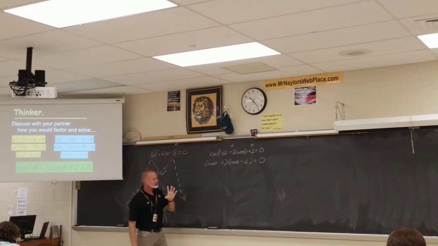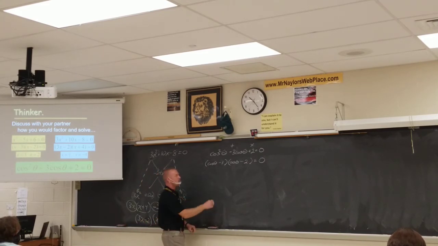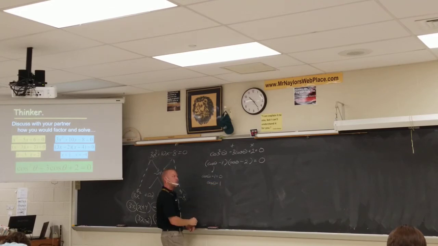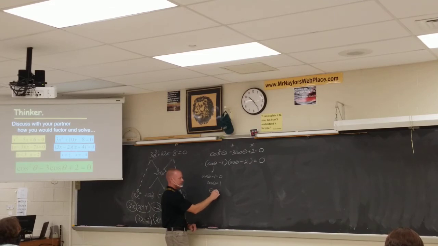Now be careful, okay, because we're not done. You have to solve this. Solving this means that cosine minus 1 equals 0. And we did that yesterday. So that means cosine equals 1. And you can either use a calculator or think about the unit circle. I hope you would say 0.